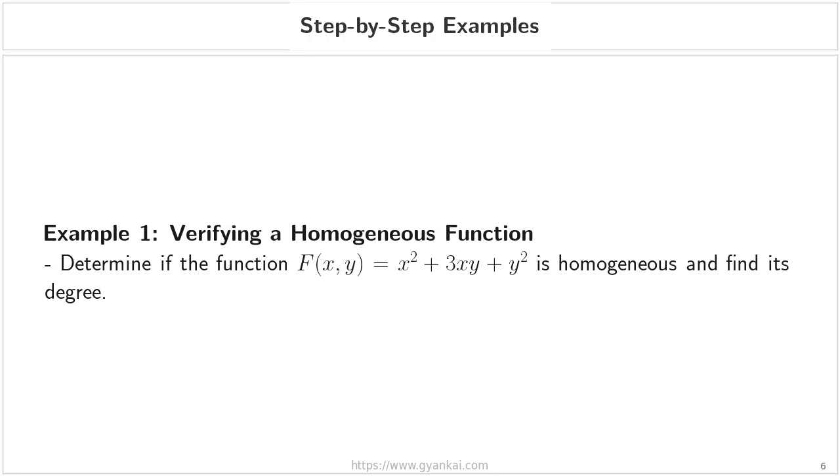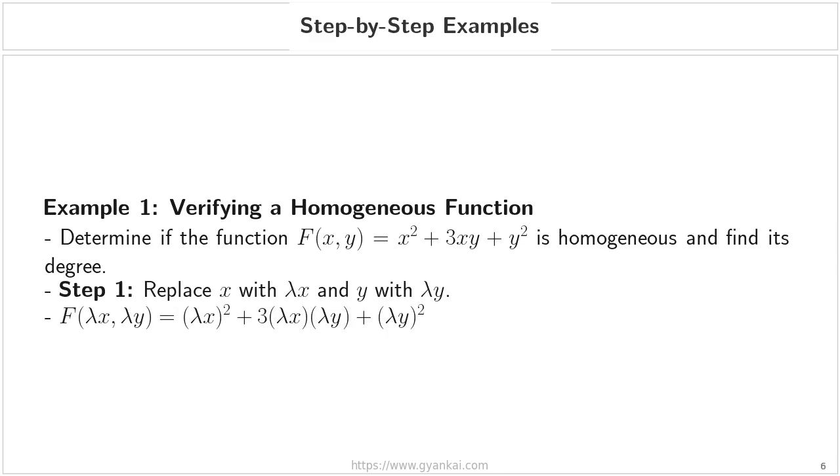Step-by-step examples. Let's look at example 1, where our goal is to verify if a specific function is homogeneous, and if so, to identify its degree. The function we are examining is f of x comma y, which equals x squared plus 3xy plus y squared. To do this, we will use the lambda test we discussed in the previous slides.